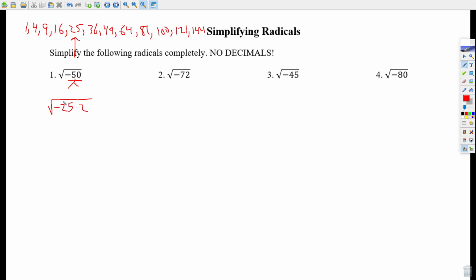I'm going to put the perfect square with the negative number, because then I can do what we've done before in the last class. We can split this into two square roots. This one we can do, this one we can't do. The square root of negative 25 is 5i, times the square root of 2, can't do anything else. That's your simplified answer.